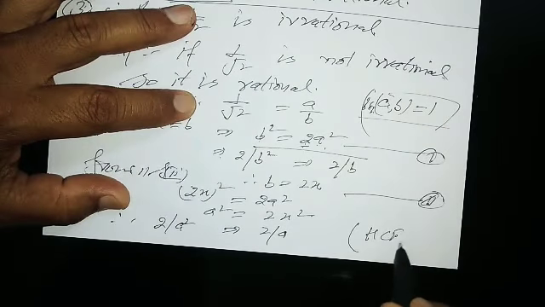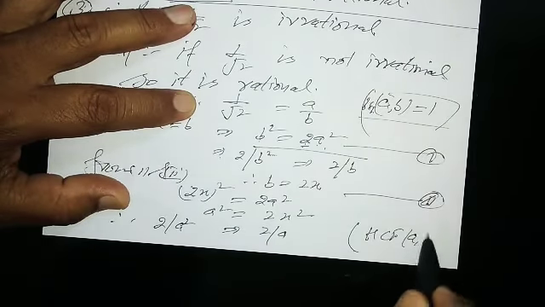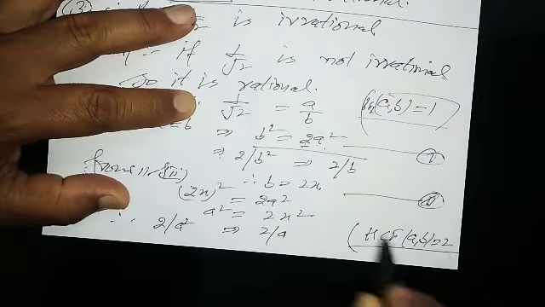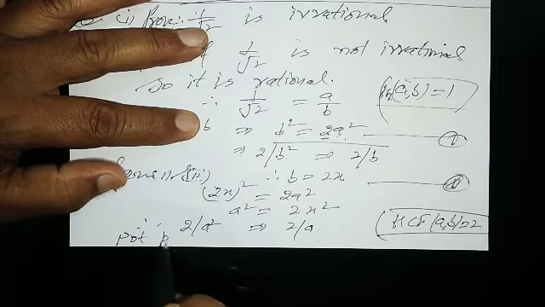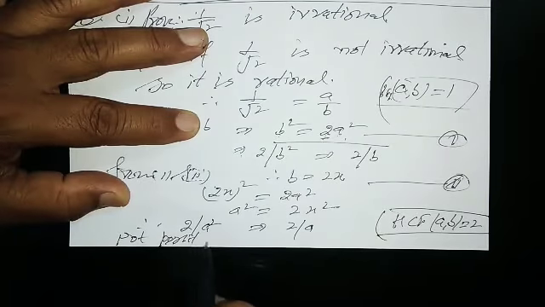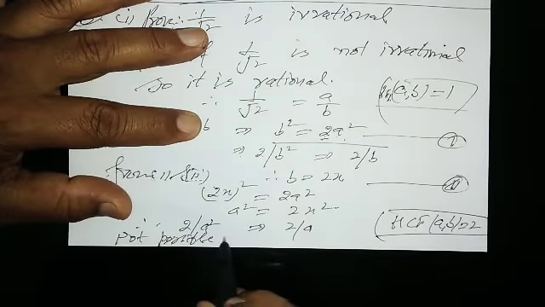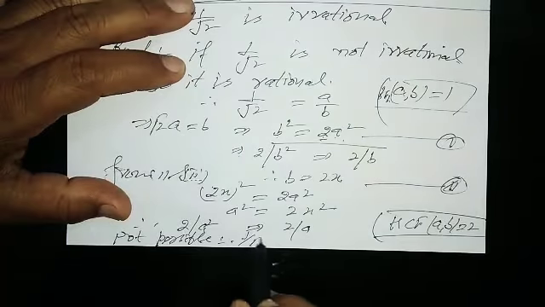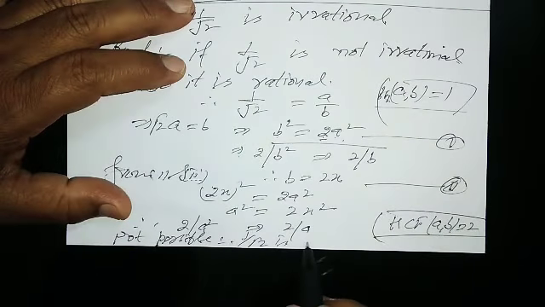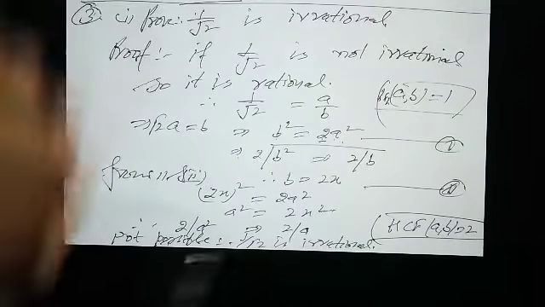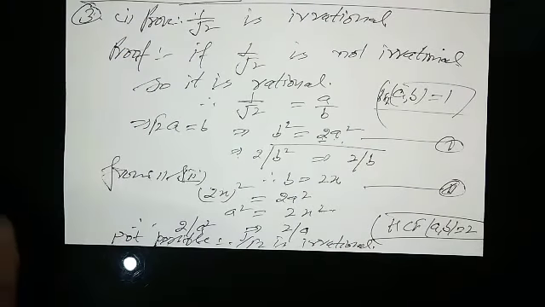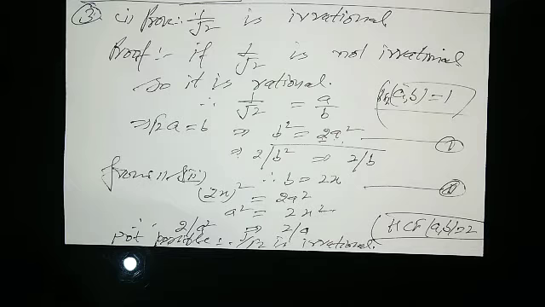So 2 is common between a and b, which is not possible. If it is not possible, then our assumption is wrong. So 1 by root 2 is irrational. Okay, the process is the same, and you can do these questions.